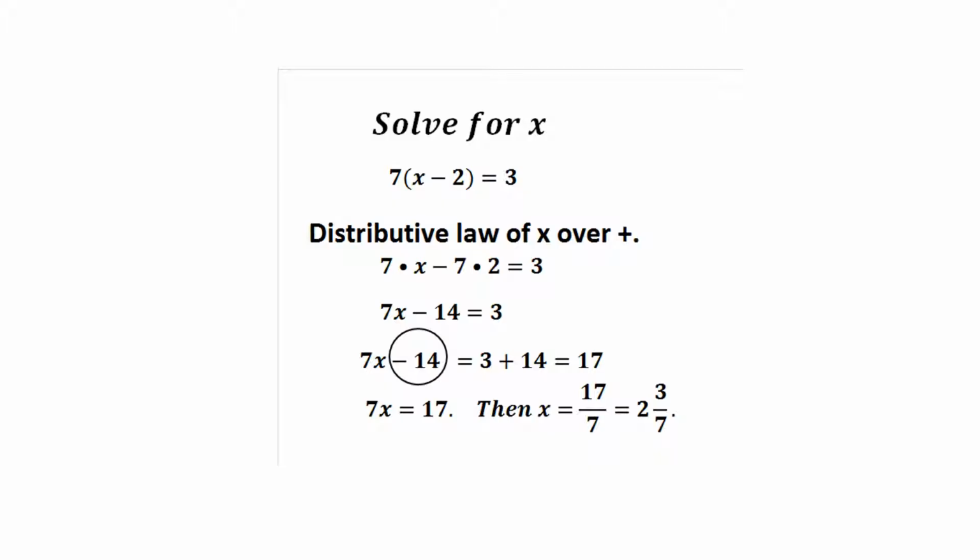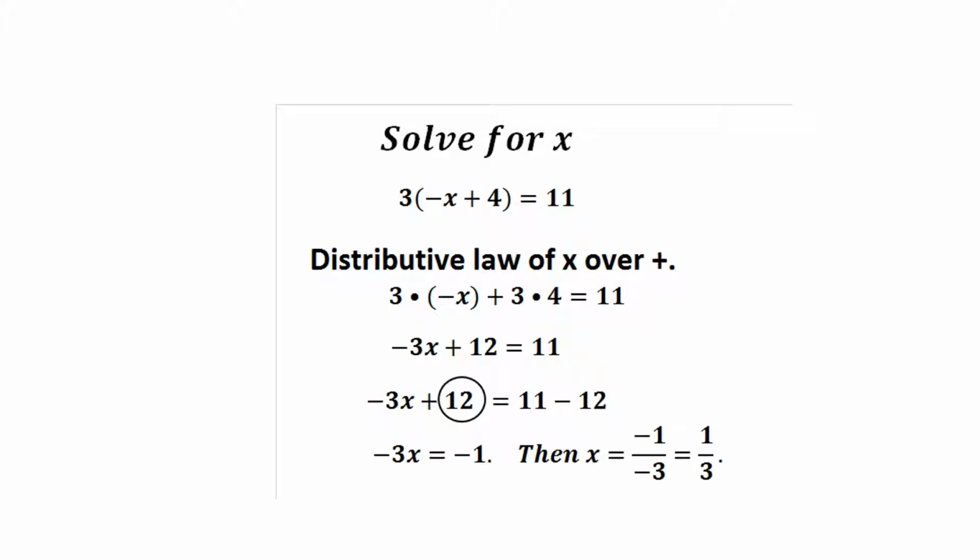Circle the negative 14, move it to the other side. It's plus 14. And our new equation is 7x equals 17. Divide both sides by 7. So x is 17 over 7, which is 2. 2 times 7 is 14. You got 3 left. So x is equal to 2 3/7.